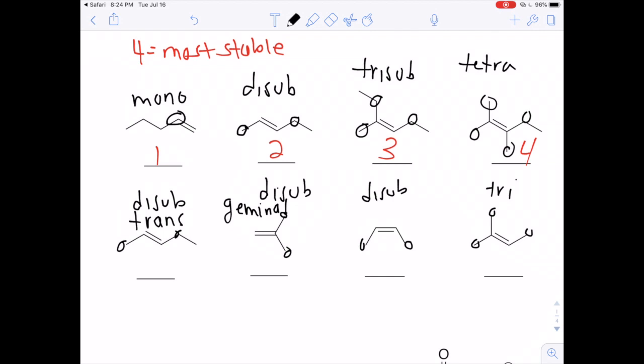Okay, so for the next one, we see that we have these two carbon chains that are on the same face of that pi bond. So this gets the term a cis di-substituted alkene. And cis alkenes are the absolute worst because what happens is that this methyl group over here and this methyl group over here have some steric hindrance.